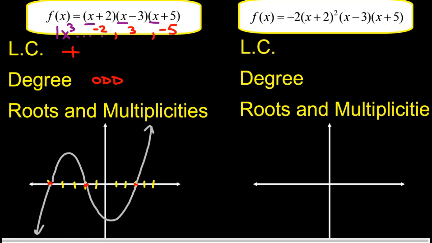This next one will be a little different. What would the leading term be here? Well, it would be the product of negative 2 times x squared times x, which would be negative 2x to the 4th. That would be the leading term. So the leading coefficient here is going to be negative, degree is even, and each root is going to be negative 2 with a multiplicity of 2 this time.